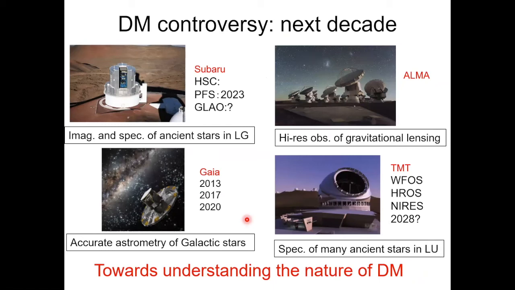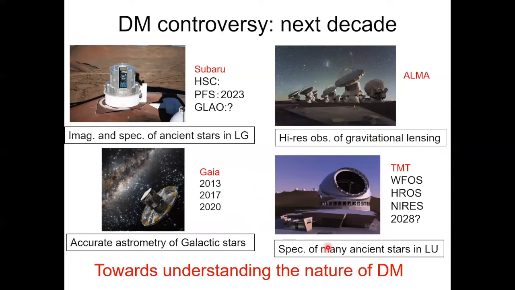Concerning the dark matter on the scale of the Milky Way, there are of course still several unsolved issues. During the next decade, there are a lot of facilities to be used for these issues, such as Subaru, as I said, HSC, PFS, and others. And ALMA provides us high-resolution observation of gravitational lensing, which can set limits on the nature of dark matter on small scales. Gaia provides the dynamics of the stars.